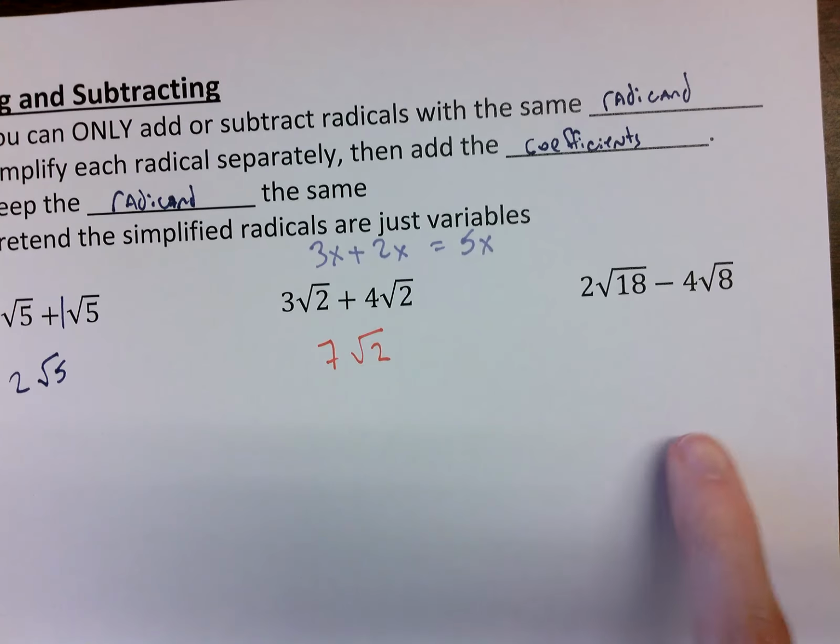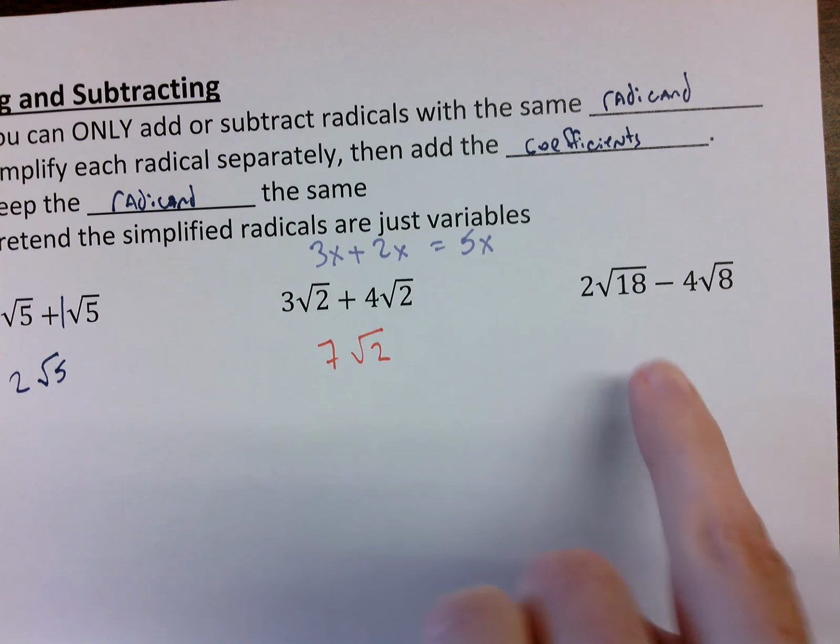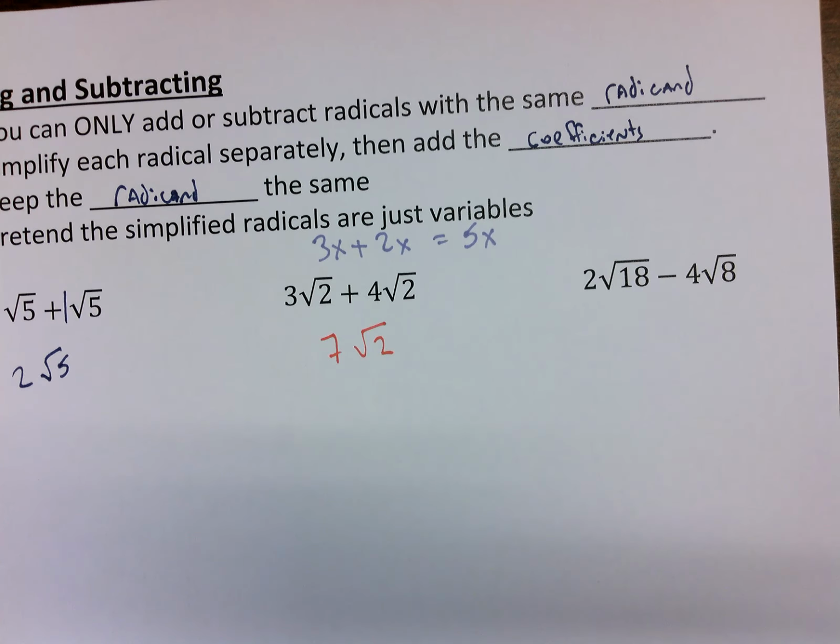Now this third one, I can't just subtract these right away because they don't have the same radicand. This one has an 18 and that one has an 8. Okay, and what you can't do, you can't like subtract the 2 and the 4 and then subtract 18 and 8. That does not work. You can't do that. Okay, so what we're going to do instead is we're going to simplify each of these radicals separately and see if when they're simplified, maybe they will be the same thing. Okay, so let's start with this one.